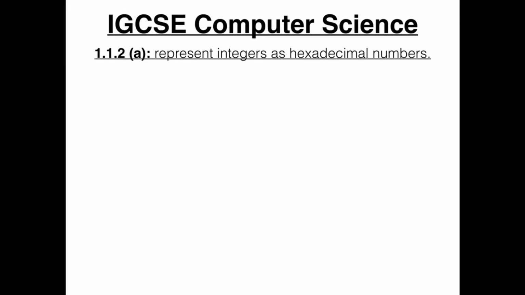IGCSE Computer Science, Syllabus Statement 1.1.2a, represent integers as hexadecimal numbers. So, you're familiar with the binary system and the decimal system. Binary is base 2, decimal is base 10. So now we're introduced to hexadecimal. Now hexadecimal is base 16.